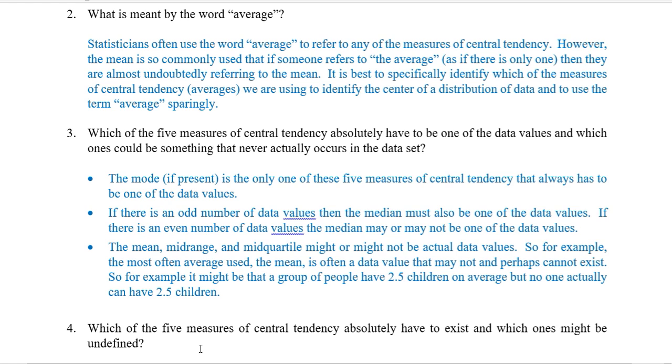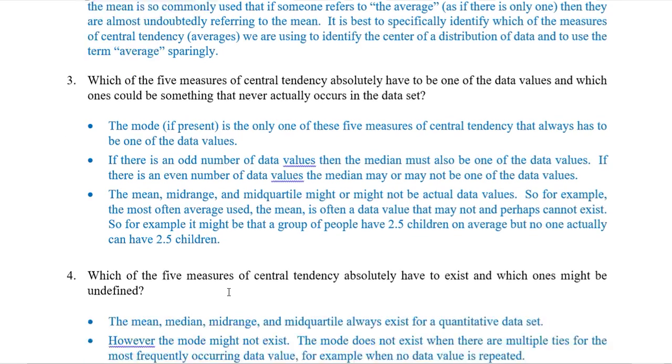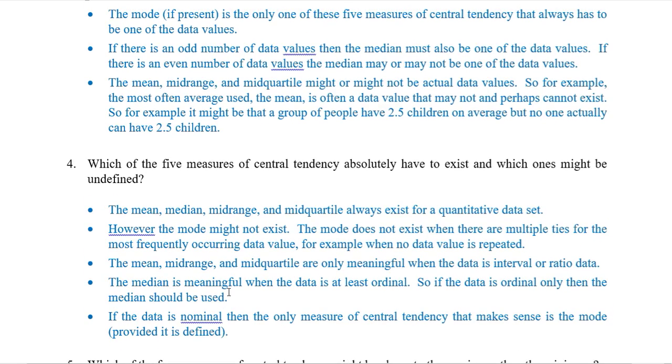Okay, now how about number 4? Which of the 5 measures of central tendency absolutely have to exist and which ones might be undefined? Press pause when you're ready. Come back. Okay. So, well, I think we just answered this one already. The mode may not exist. But all of the other 4 must always exist if you have a quantitative data set.